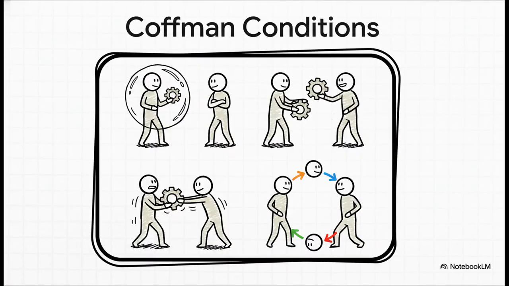Now, here's what's so interesting about this. A deadlock can only happen if all 4 of these conditions, what we call the Coffman conditions, are met at the exact same moment. And you know what? That's the secret to defeating it. You don't have to solve all 4 of these problems. If you can just break one of these conditions in your code, you stop the deadlock from ever happening in the first place.